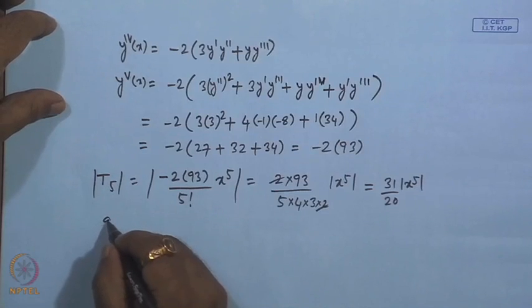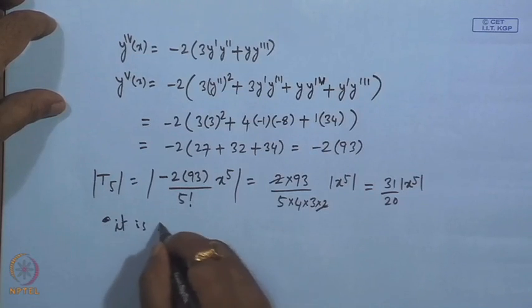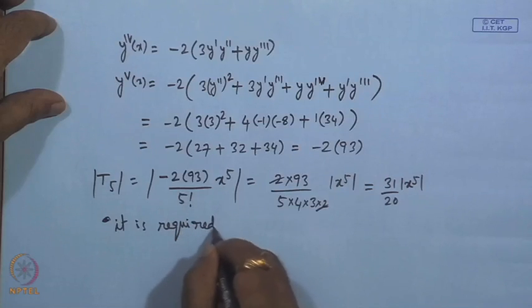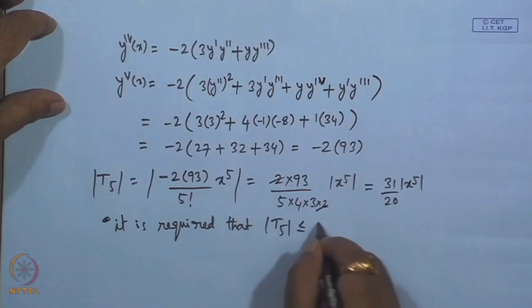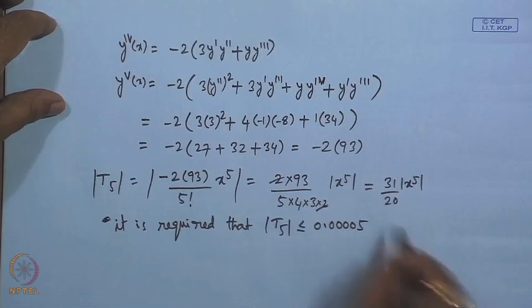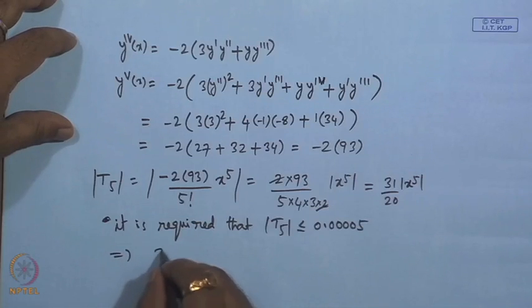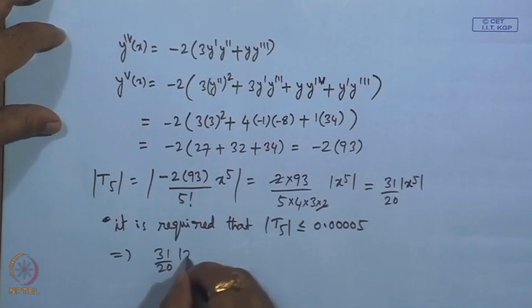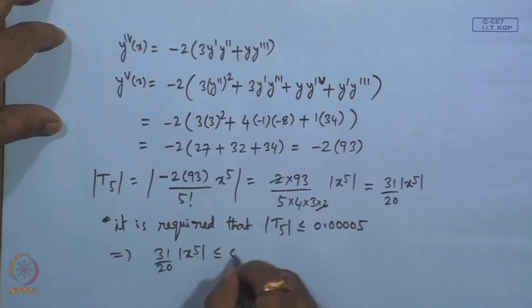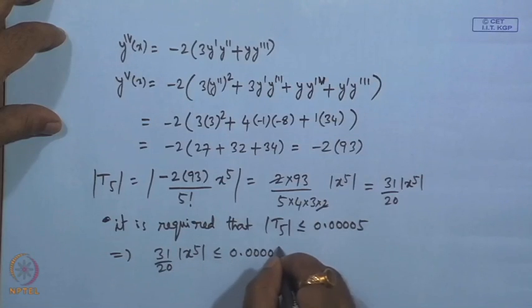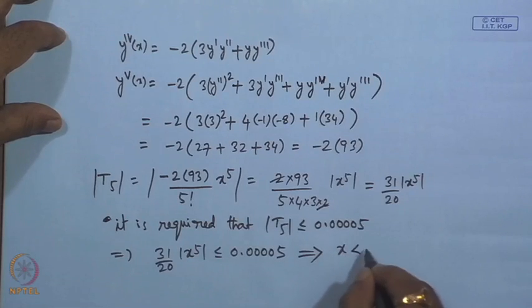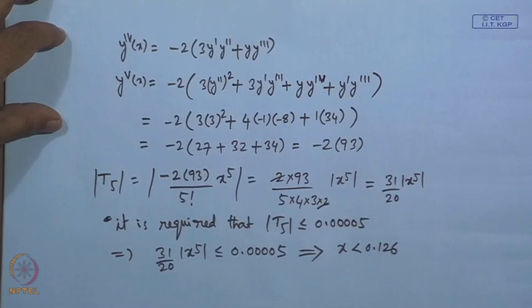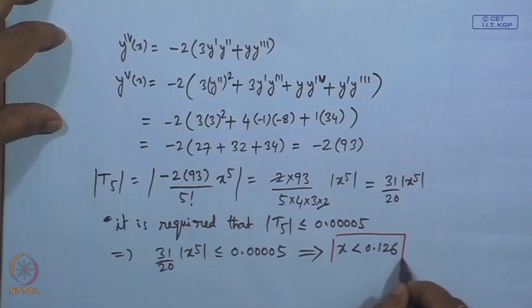And given, it is required that mod T 5 must be less than or equal to the given bound. This implies 31 by 20 must be less than or equal to that bound. It is slightly difficult to solve, but then one obtains the estimate. So, this is the range of x. Okay.